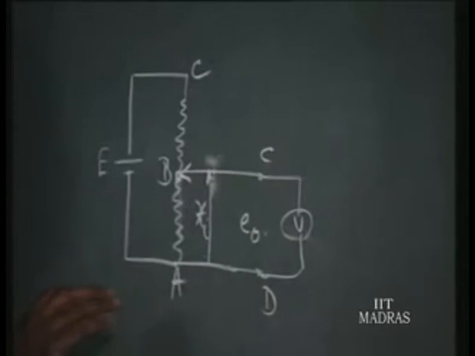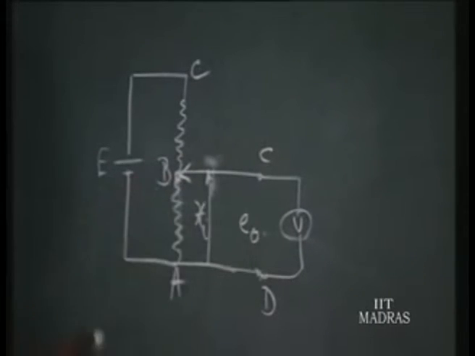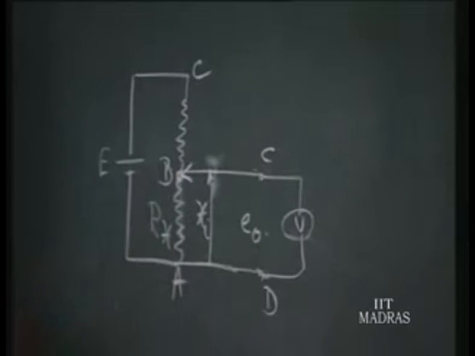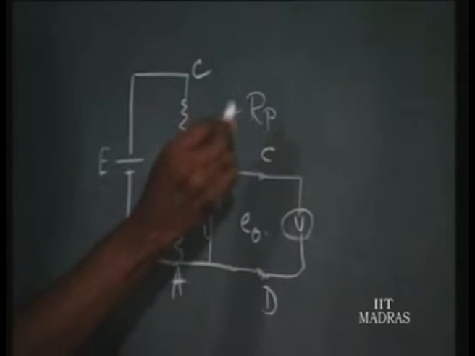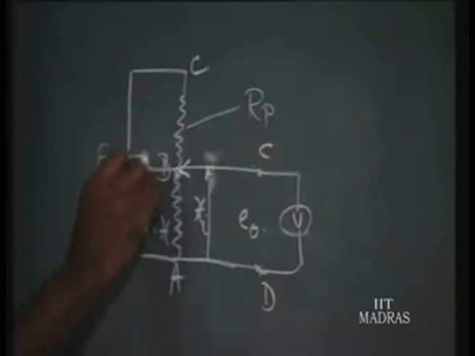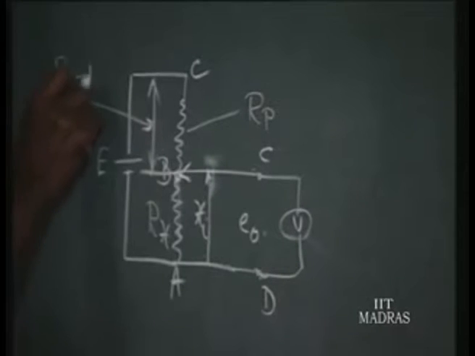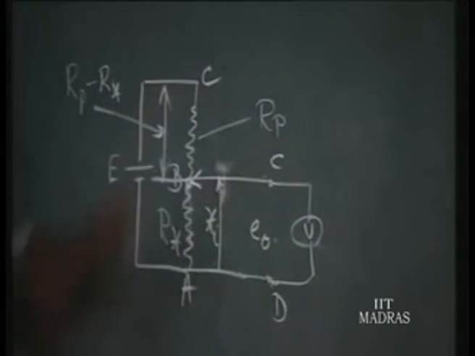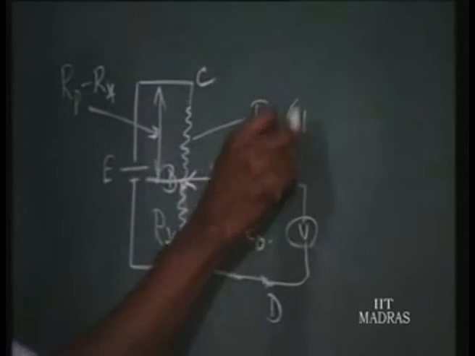Same principle we use to find the equivalent resistance. From C to D we have to reach in the existing circuit. How many paths are there? One path is through B to A. B to A I will call Rx, and the whole resistance is Rp, the resistance of the potentiometer. Then the resistance from B to C is Rp minus Rx. The whole resistance is divided in 2 parts: one is Rx and the remaining part is Rp minus Rx.